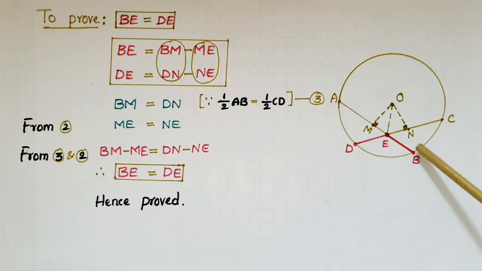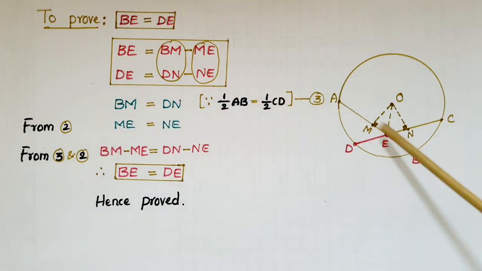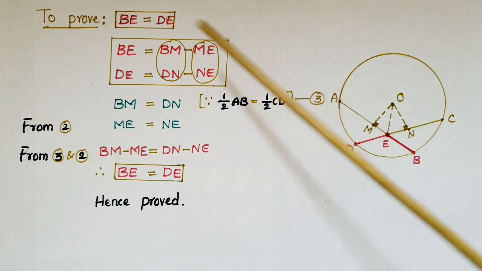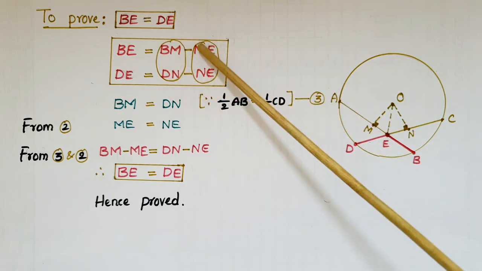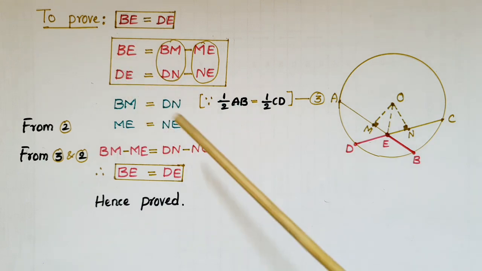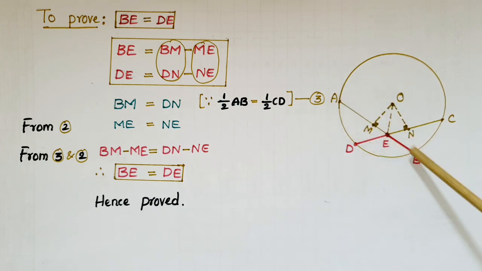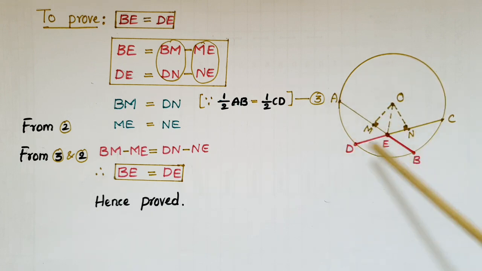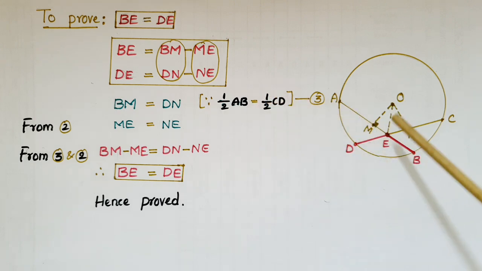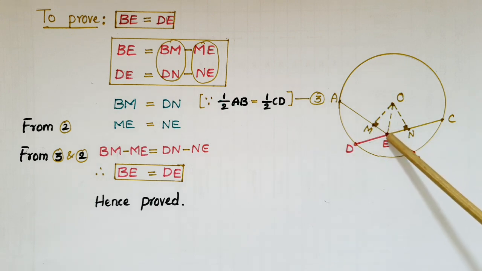Now we have to prove that BE is equal to DE. BE we can write as BM minus ME, and DE we can write as DN minus NE. So if we can prove these two are equal and these two are equal, then we can equate these two line segments BE and DE. We know that BM is equal to DN because the perpendicular drawn from the center bisects the chord, and the chords AB and CD are equal. So half of AB is equal to half of CD. Therefore BM is equal to DN, and ME is equal to NE.